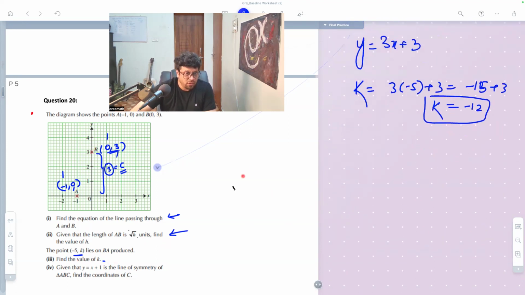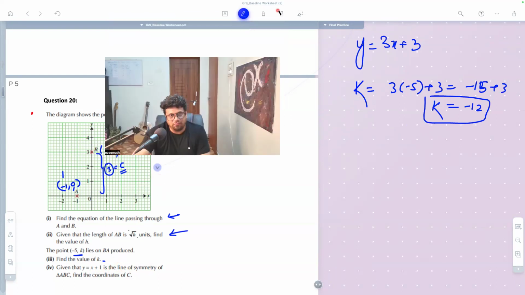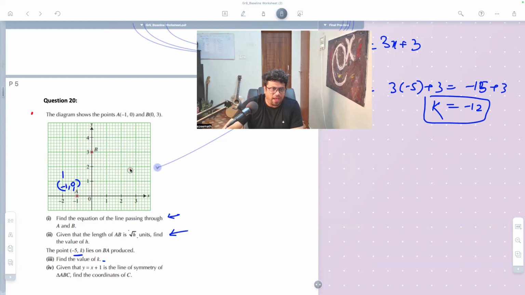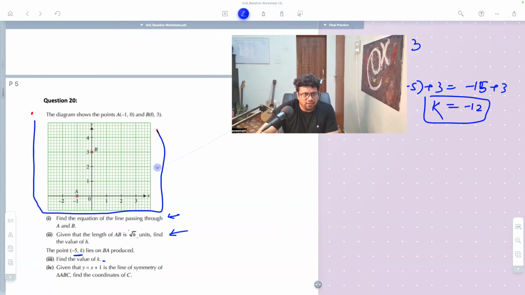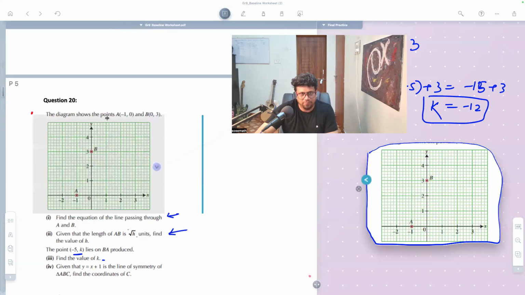Now they're saying that given that y equals x plus 1 is the line of symmetry of the triangle ABC, find the coordinates of C. Well, for this one, you have to be a little intuitive. Only then will you be able to do it. I'm going to take this across and zoom around it to make you understand how to do it.